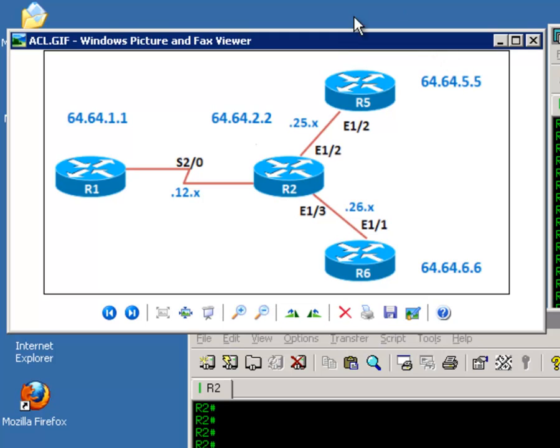Looking at the network diagram, we will also try to ping from router 1 to router 5 or 6 using the same IP addresses. I'm going to assign IP on router 5 and router 6 loopback 1 interface with the same IP.